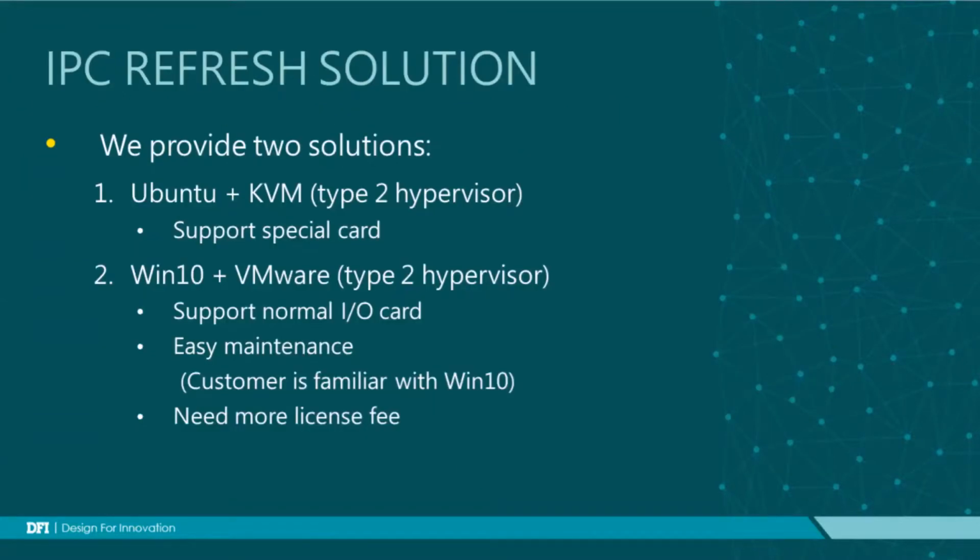Except solution 1, what I mentioned in previous pages, which we have verified on the CS620 motherboard, we also can provide solution 2, Win 10 with VMware. In this configuration, it supports normal I/O cards in PCI interface. Customers are also more familiar with Win 10. But regarding license fees, this config will need more, including Win 10 and VMware.